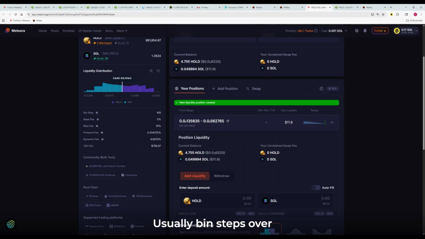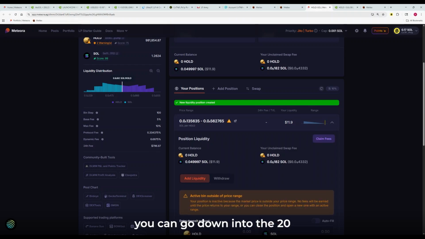Usually, bin steps over 200 aren't going to perform very well. They exist, but you may struggle with that. A lot of degens don't like those. A lot of them prefer 125 bin step or 100 bin step. They may like to go down to the 80. And if you get really degen, you can go down into the 20 bin step, and with the 20 bin step, you can even have a 2%, 5% base fee.